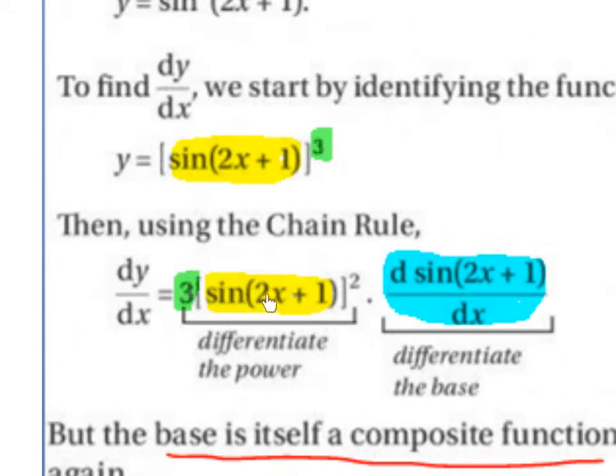3 sine 2x plus 1 squared. So we're differentiating the power, we're bringing the power down in front, reducing the power by 1. And then we're differentiating the inside, or differentiating the base. So we do differentiate sine 2x plus 1 with respect to x.